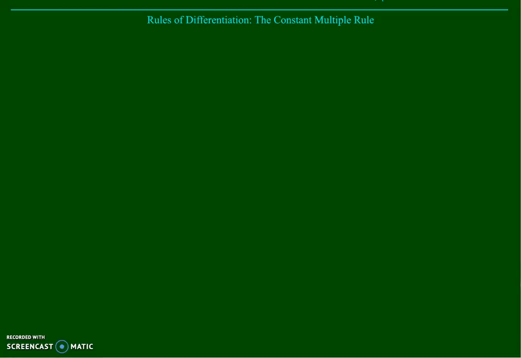This is part 5 in the series in Introduction to the Derivative, and in this session we're going to start with the constant multiple rule. And the constant multiple rule says that the derivative with respect to x of some constant times some function of x equals the constant times the derivative of the function.